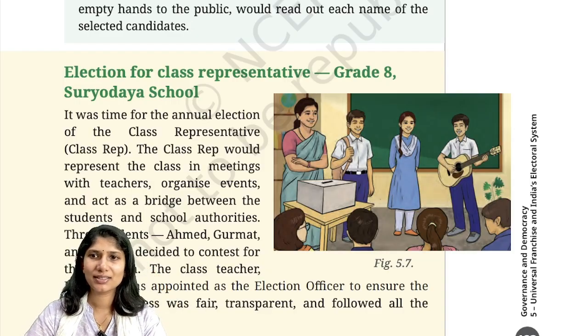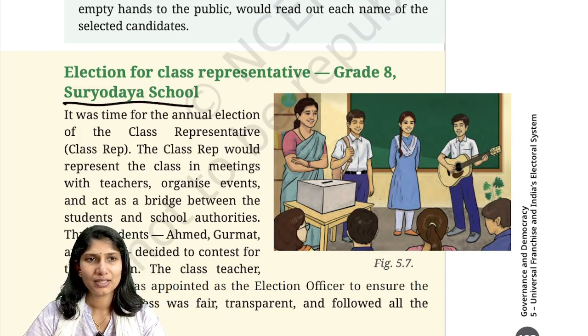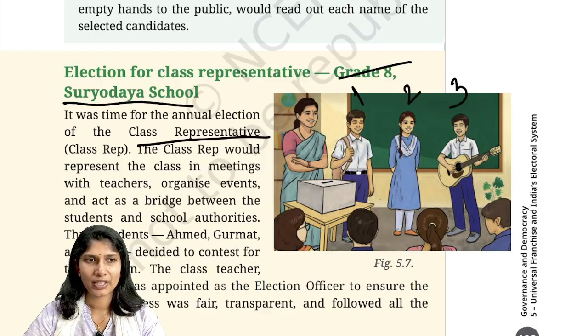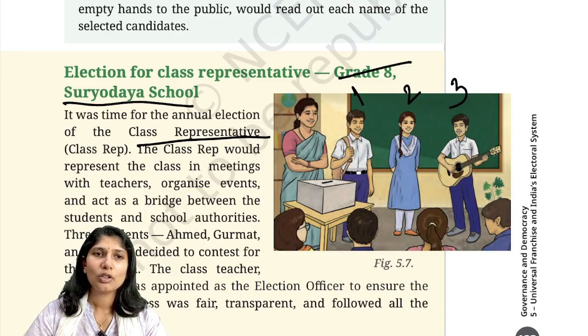Okay, so this is an illustration of a Suryodaya school, grade 8th, where they wanted to pick a class leader or a class representative. These three are the candidates, 1, 2 and 3. Why exactly is a class representative or a class leader needed? So that they can represent the class in the meetings with class teachers, they can organize events, they will almost act as a bridge between your school and students.